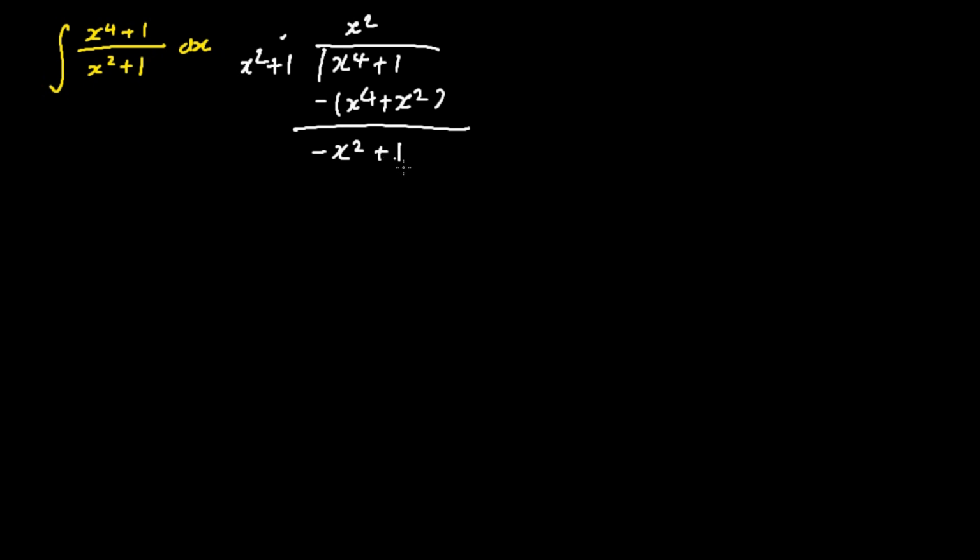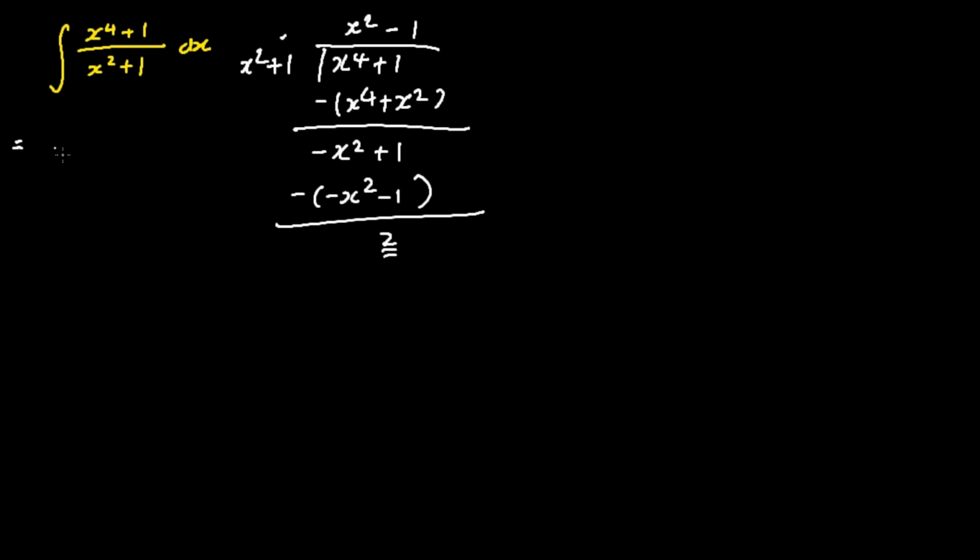Next, we need to get rid of this minus x^2. We multiply x^2 + 1 by negative 1. So this gives me negative of x^2 minus 1. And this x^2 will be gone, so we have just basically 2. So 2 is the remainder, x^2 minus 1 is the quotient, and x^2 + 1 is the divisor.